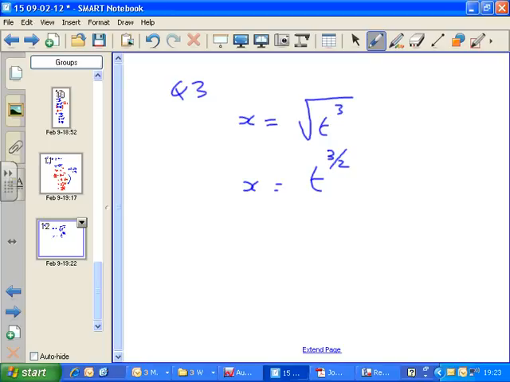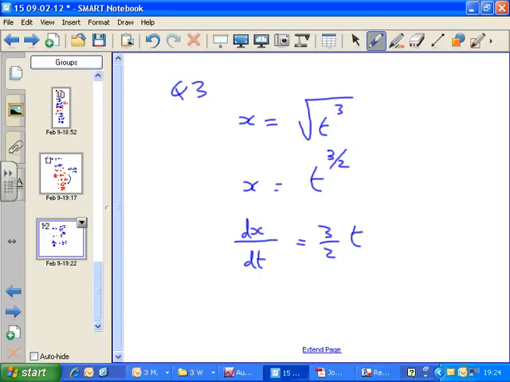So now I'm going to differentiate. I've used the wrong letter for the dependent variable, but never mind. dx by dt equals what? Power down times by the number in front. Before I do that, 3 over 2 times 1 is 3 over 2. T to the, what's 3 halves take away 1?